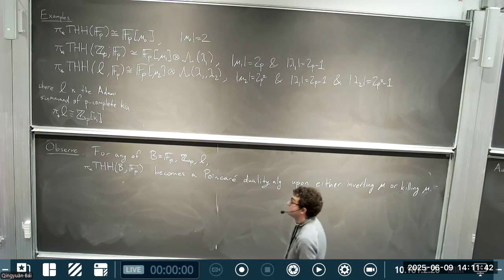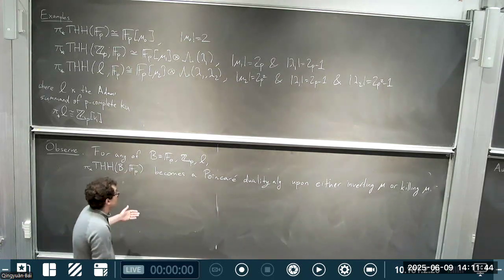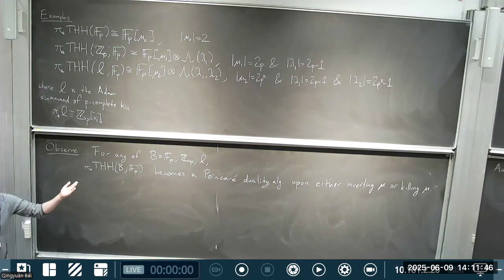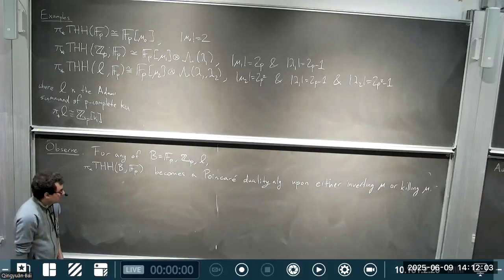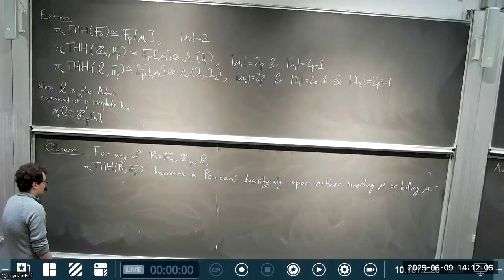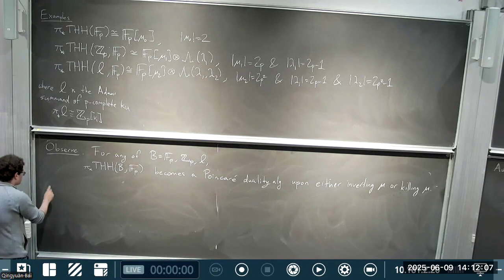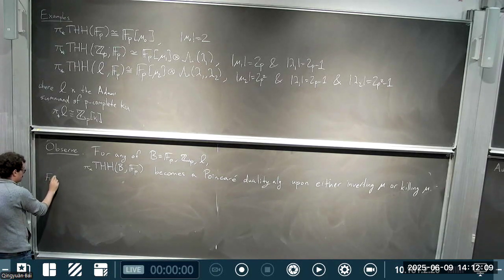So if I take one of these rings and I kill this polynomial generator mu, I'm left with an exterior algebra, the most basic example of a Poincare duality algebra. But also, if I invert mu, I'm left with an exterior algebra now no longer over F_p, but rather over the graded field F_p[mu plus minus]. In either case, we get a Poincare duality algebra.